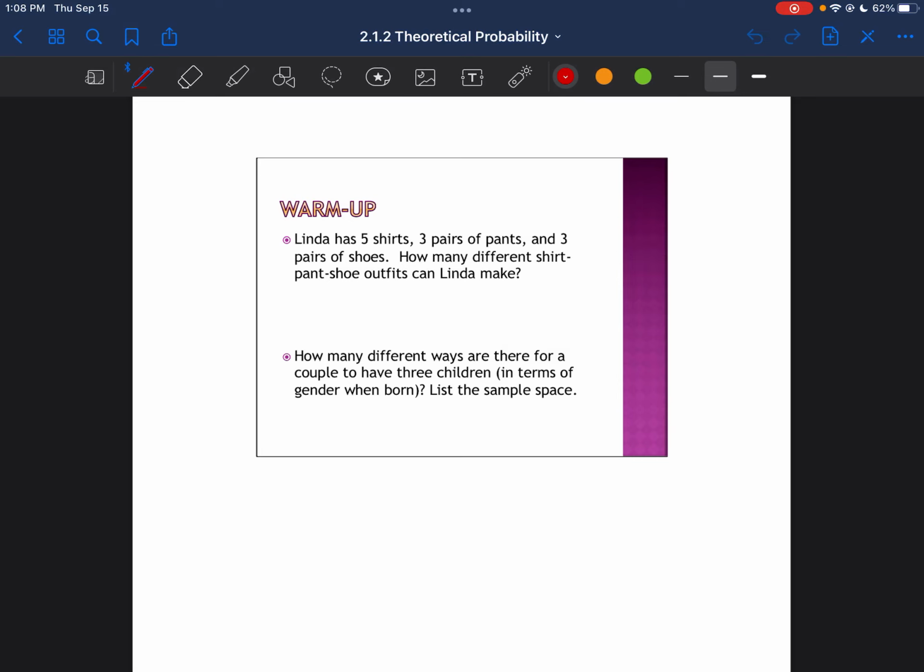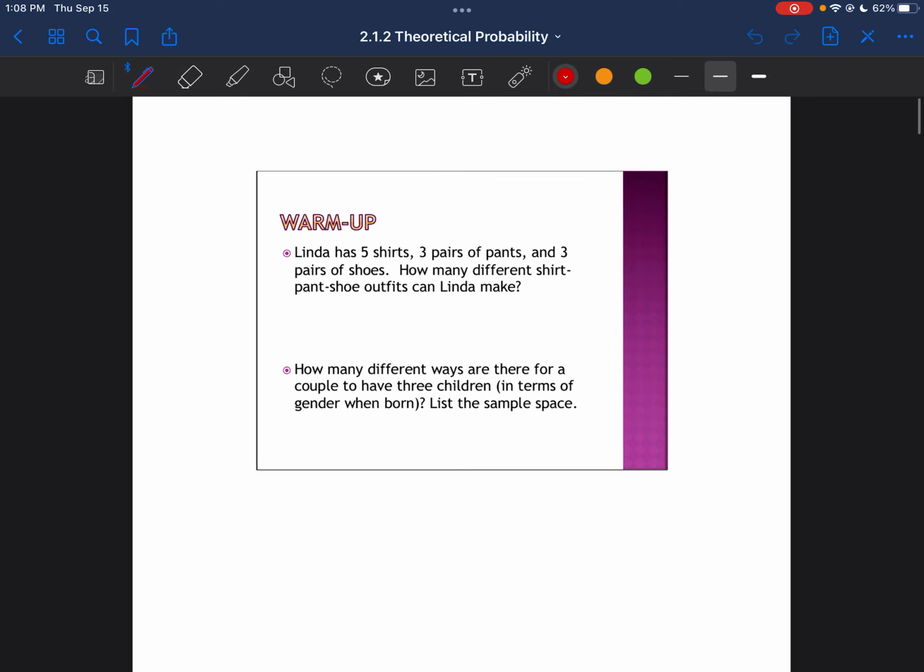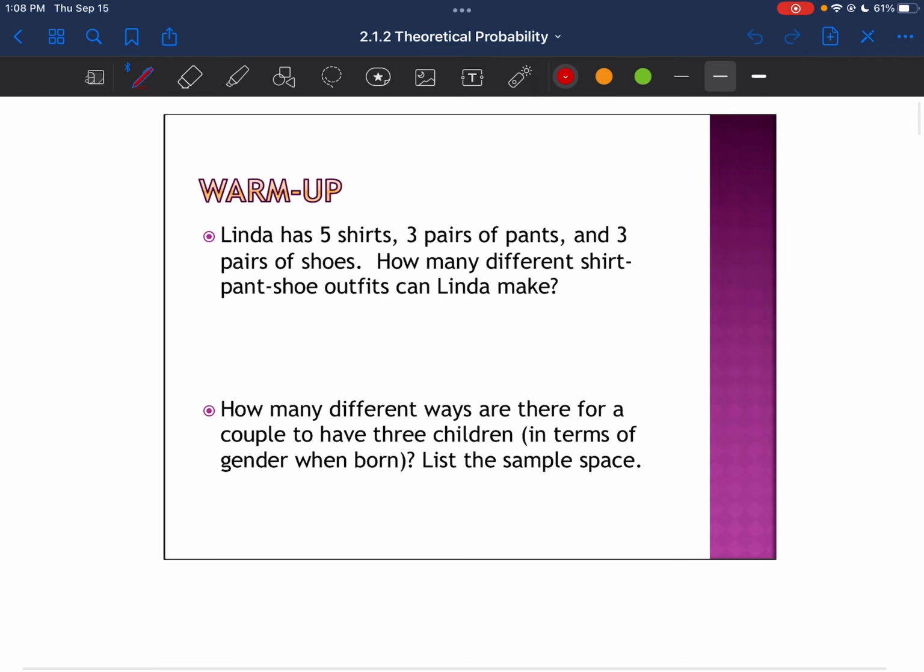Hey everybody. In this video, we're just going to do this warm-up problem, which is going to introduce us to the idea of counting principles and sample space. So here we have Linda has 5 shirts, 3 pairs of pants, and 3 pairs of shoes. How many different shirt, pant, shoe outfits can Linda make?